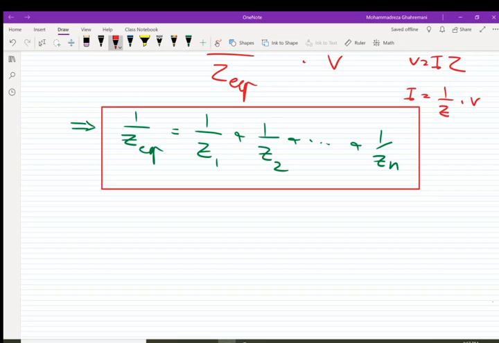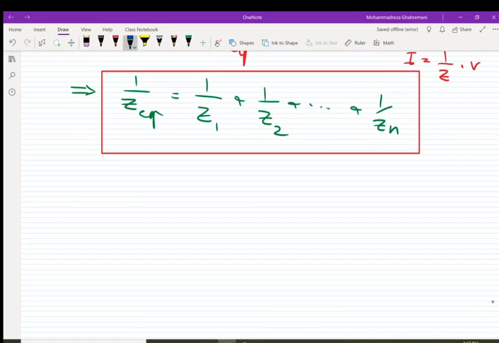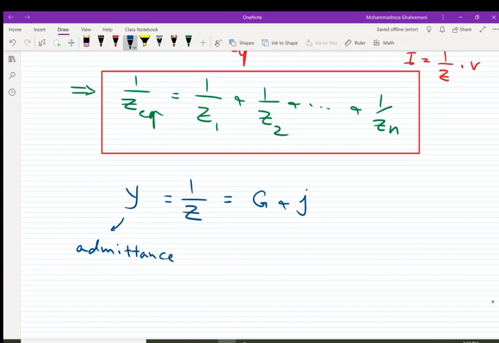Like conductance. If you remember for resistors, we said that 1 over R is called G, and we call it conductance. We have the same thing for impedances. We show it with capital Y, which you can say capital Y is equal to 1 over Z. Y is called admittance, which is like the opposite of impedance, and it will be equal to G plus J beta.